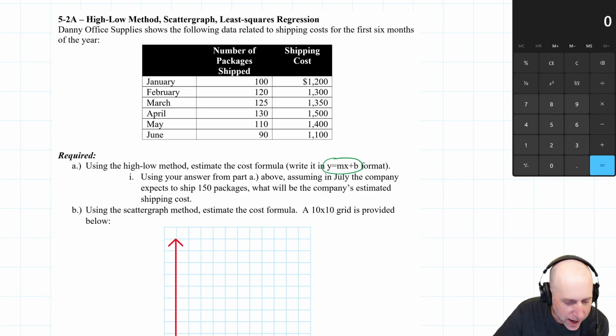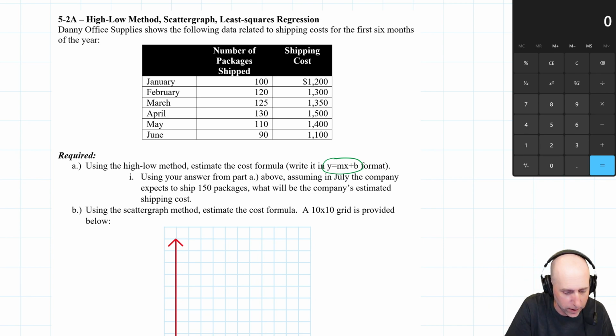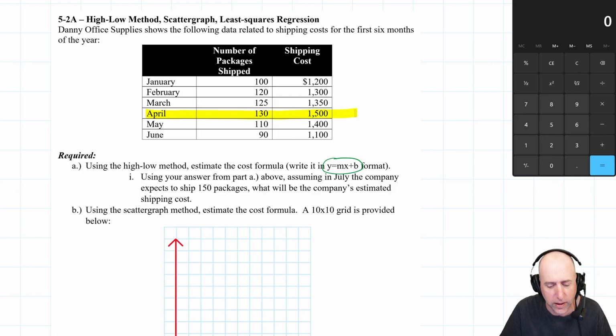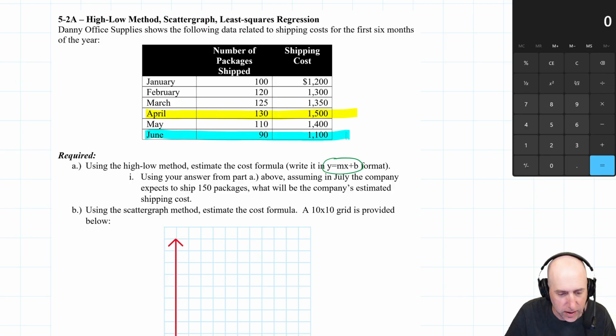Let's take the high activity level, whatever month has the highest activity level, not cost. We ignore cost right now. The highest activity level was April, so I'm going to make that my high. The lowest activity level was June. I'm going to make that my low.